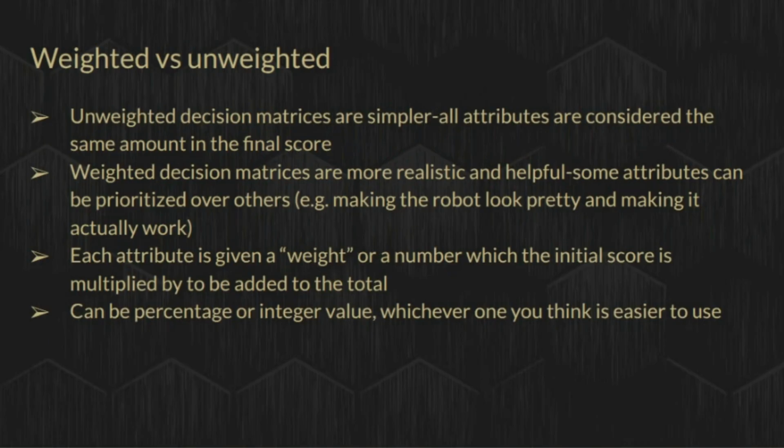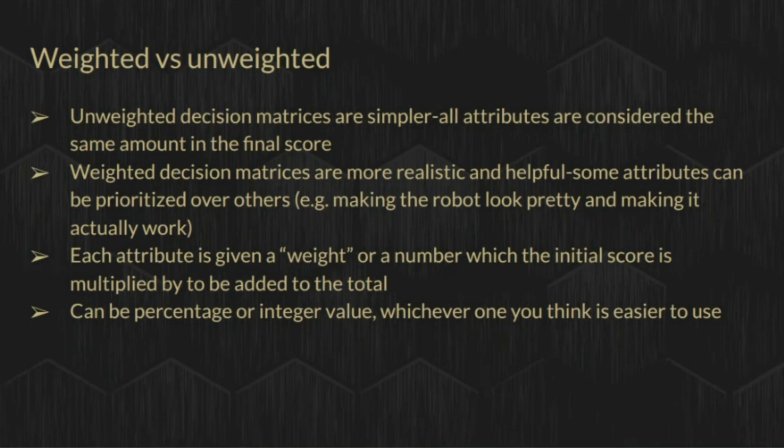So there are two types of decision matrices that you can use. The first and the more simple option is unweighted decision matrices. This is where all the attributes are considered to be the same importance, and you just take the raw score and add that up to find the final score of each potential solution. However, the more realistic option, and the one that you're probably going to use more, is the weighted decision matrix. The weighted decision matrix is what you'll use when you have attributes that are more important than other attributes. So, for example, making the robot look good wouldn't be as important as making it actually work, and therefore the functional part would receive a higher weight than the appearance part.